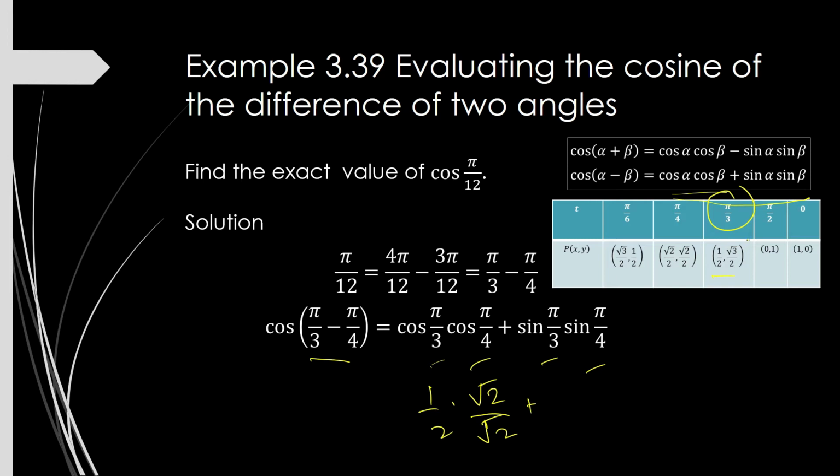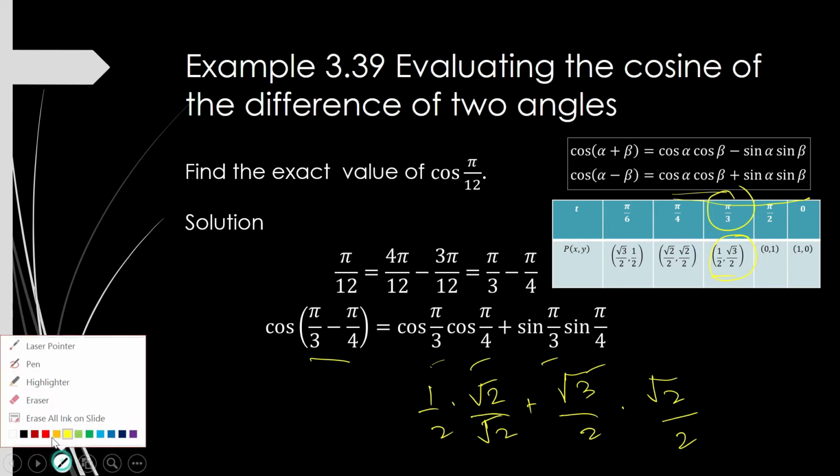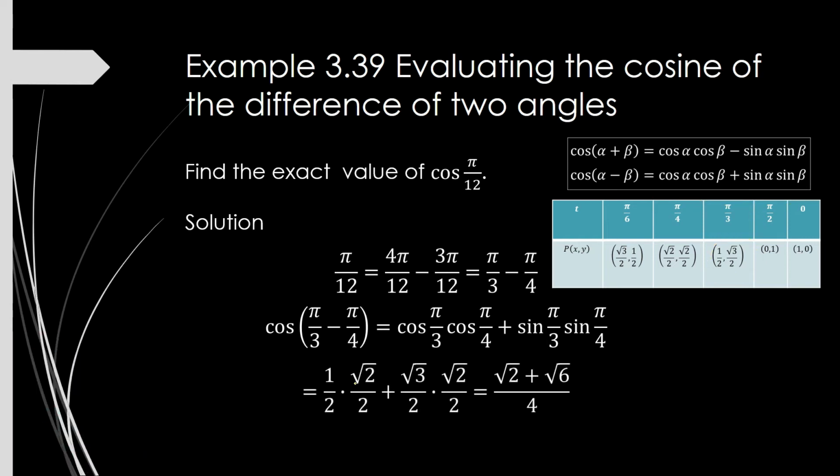For pi over 3 again, the sine is square root of 3 over 2, times square root of 2 over 2. So we just simplify this. This one is just square root of 2 over 4. Let us review our properties for radicals. When your radicals have the same index, here it's 2, and the operation is multiplication, you just directly multiply the expressions inside the radical sign. And 3 times 2 is 6. So cosine of pi over 12 is equal to square root of 2 plus square root of 6 all over 4.